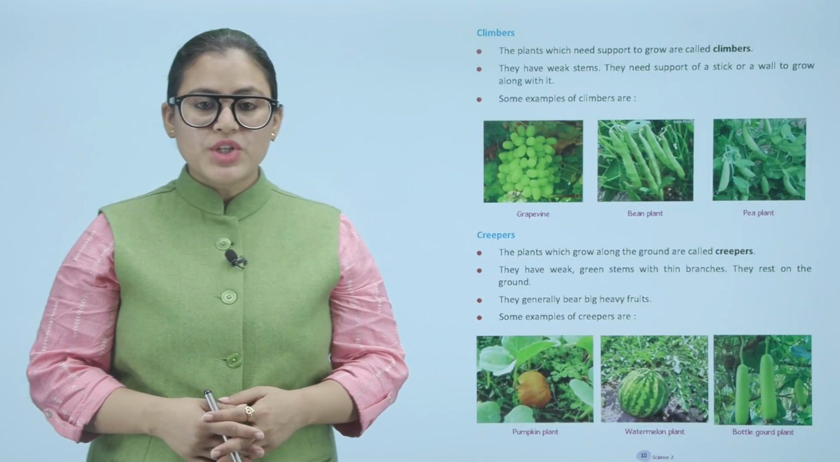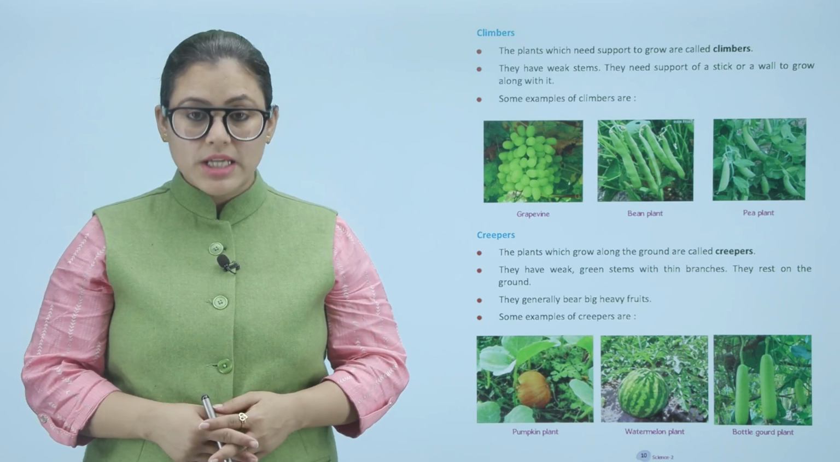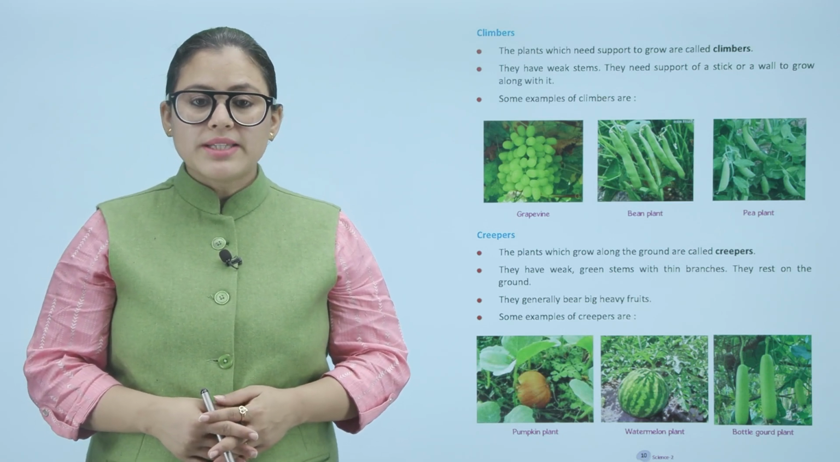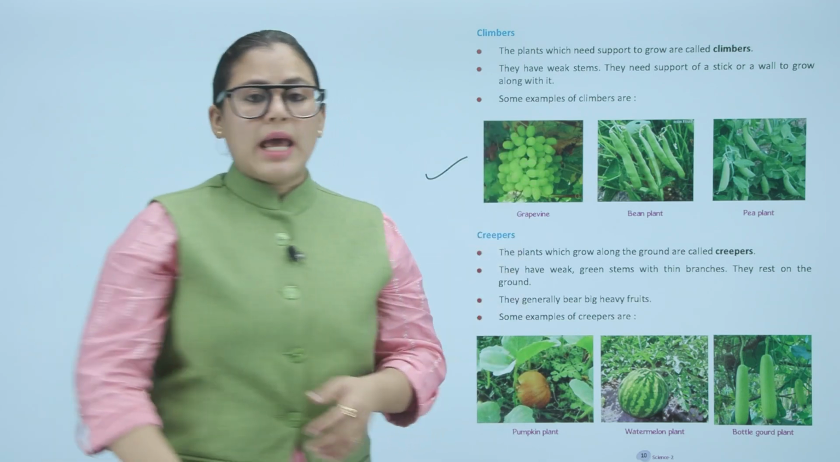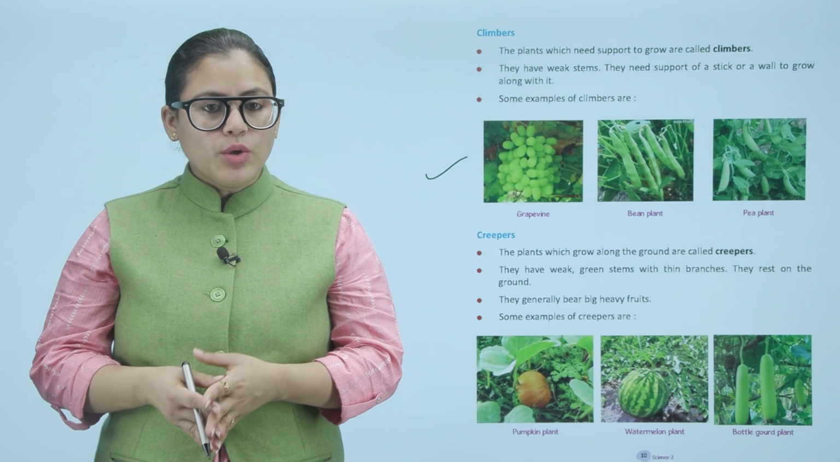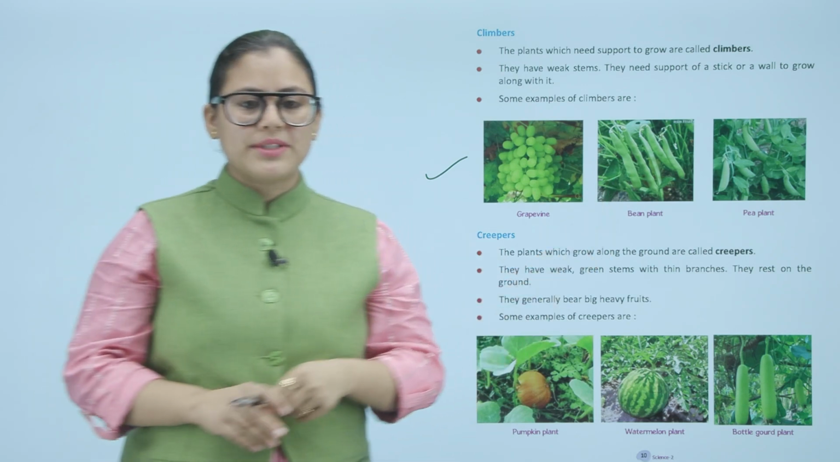Climbers. The plants which need support to grow are called climbers. They have weak stems. They need support of a stick or a wall to grow along with. Some examples of climbers are: climbers are your plants which are weak and need support. So these are the examples of all climbers.